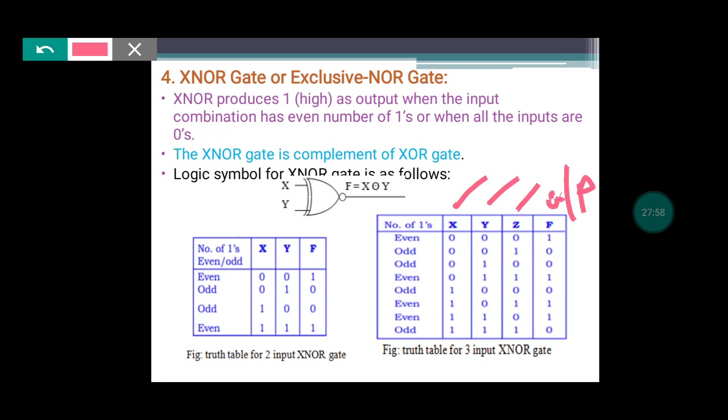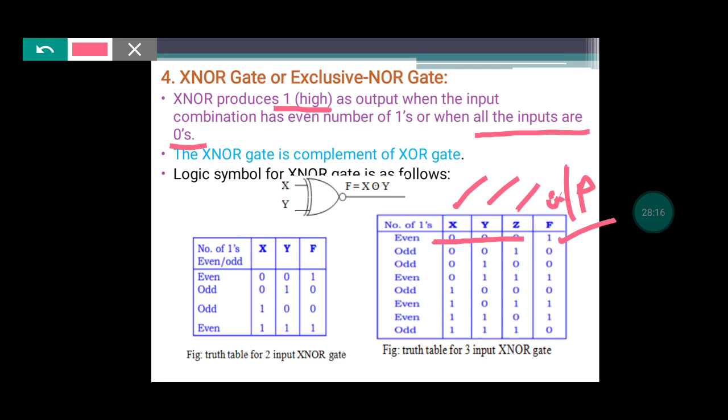Now see the combinations. First one is 0 0 0, means all the input signals are 0. So all the input signals are 0. At that time what has to be the output? Output should be 1. Yes, okay.